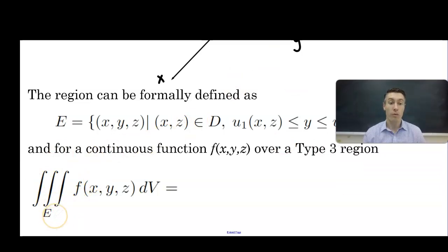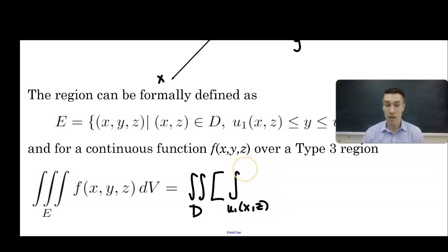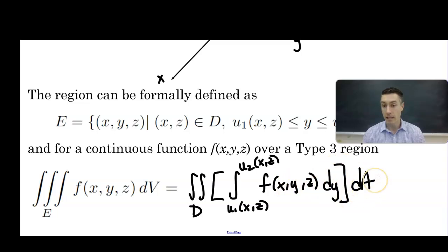So the triple integral over the region E of the function dv. We go double integral over D of the integral going from u sub 1 of xz to u sub 2 of xz of the function f of x, y, z. Now we're going dy and then dA. So y is bound between two functions of x and z. We project that onto the xz plane. That will help us find the outer double integral bounds.